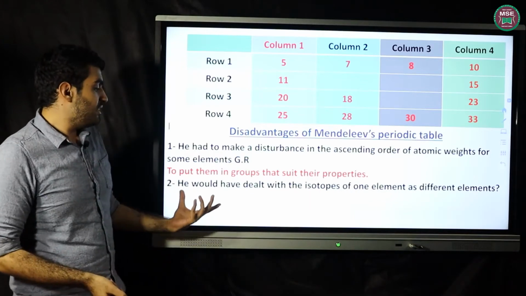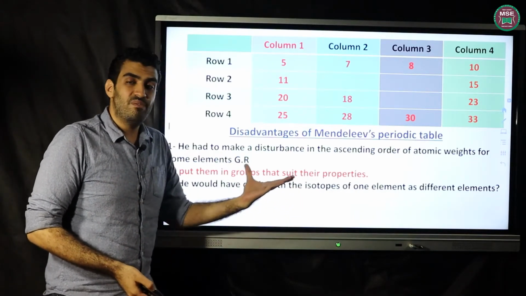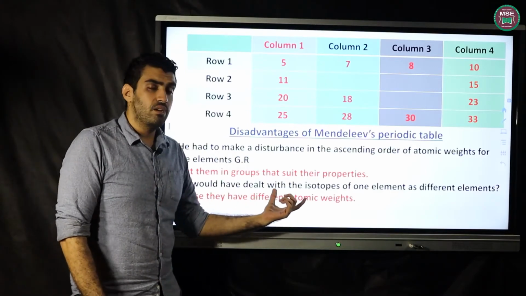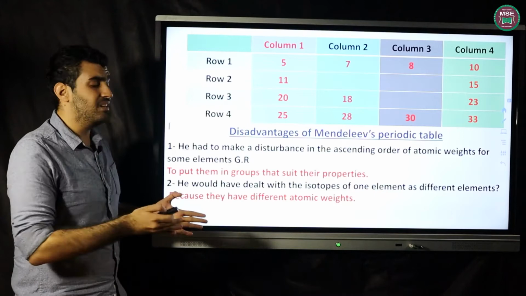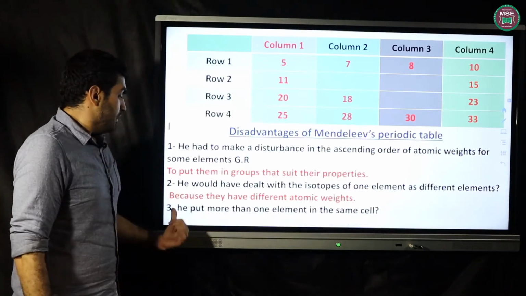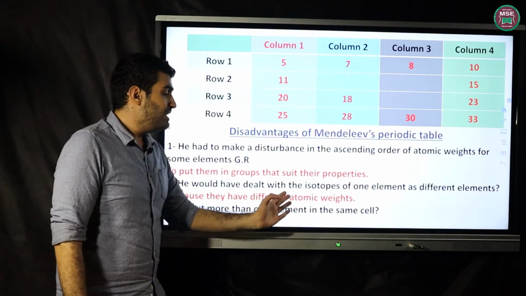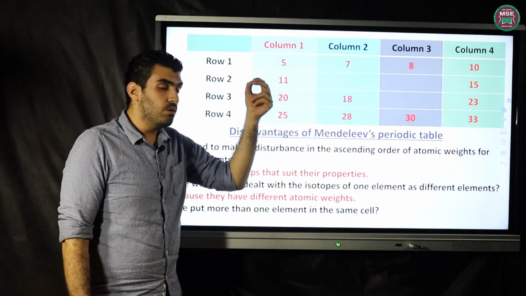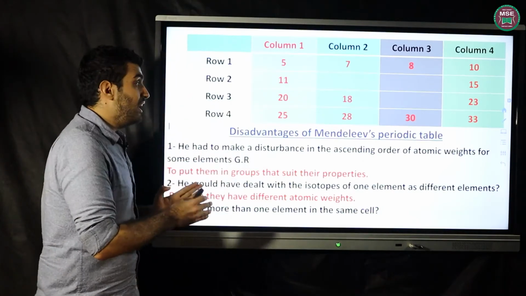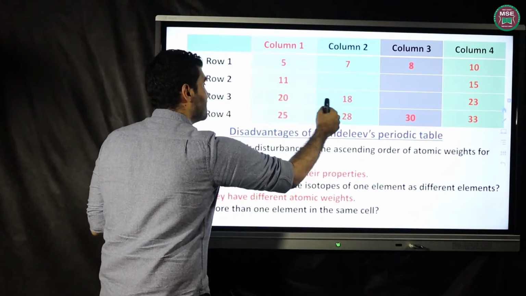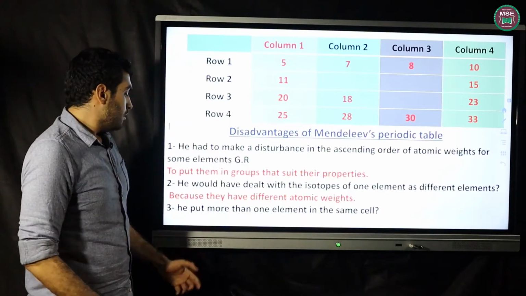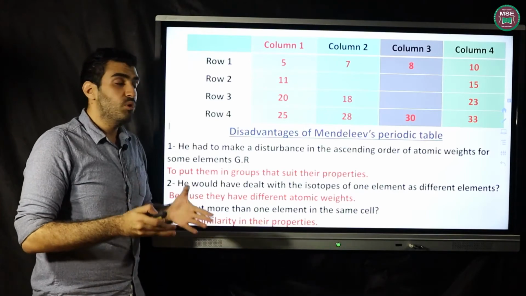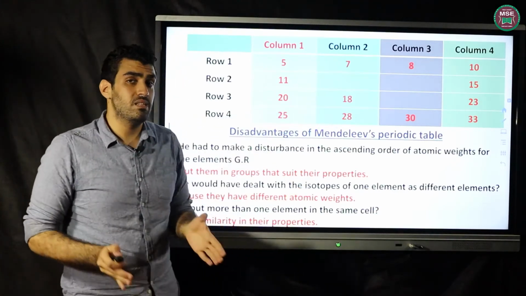So when I ask you to give the reason, Mendeleev dealt with isotopes as different elements simply because isotopes have different atomic weights. So they are considered as different elements for Mendeleev. Number 3, he put more than one element in the same cell. A cell should contain only one element. But Mendeleev had to put more than one element in the same cell. Why? Because these elements are very similar in their properties, so he put them in the same cell, and this is a mistake.